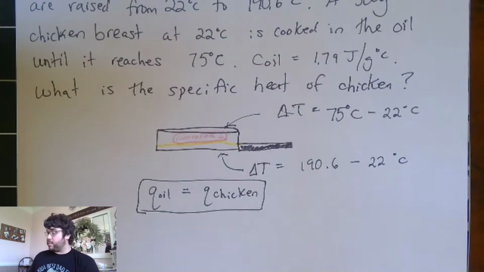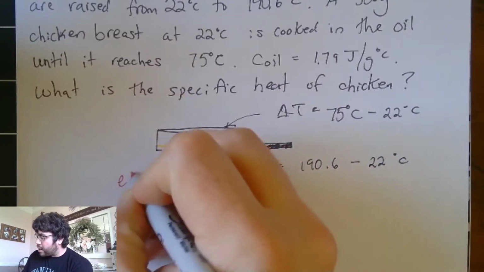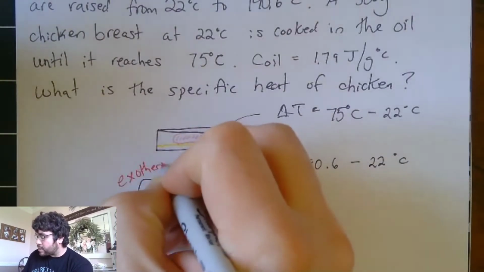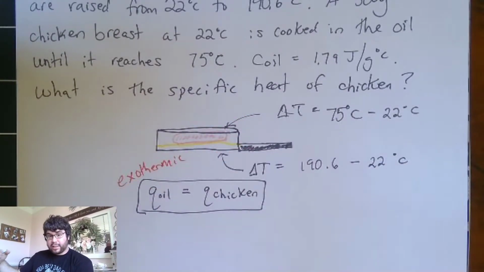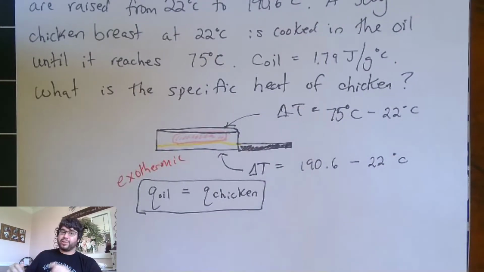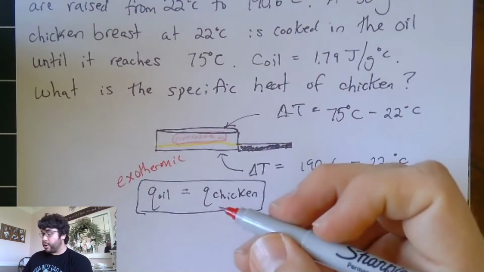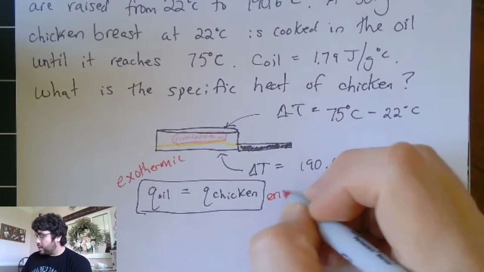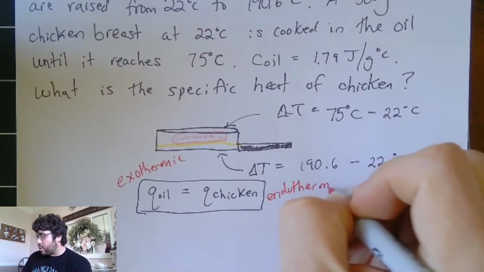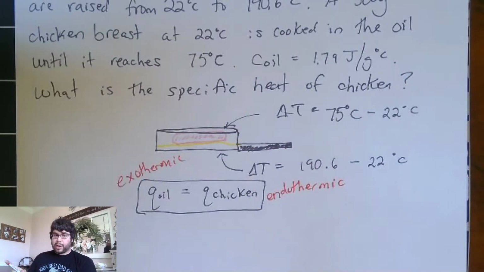To be really specific, for the oil, this is an exothermic process. It's transferring its heat to the chicken while simultaneously still being heated by the fire down here on the burner. And the chicken is gaining heat, so that's endothermic. But for this problem, I'm not going to worry about negatives because it actually messes up the calculation. That's kind of the tricky part about this one.